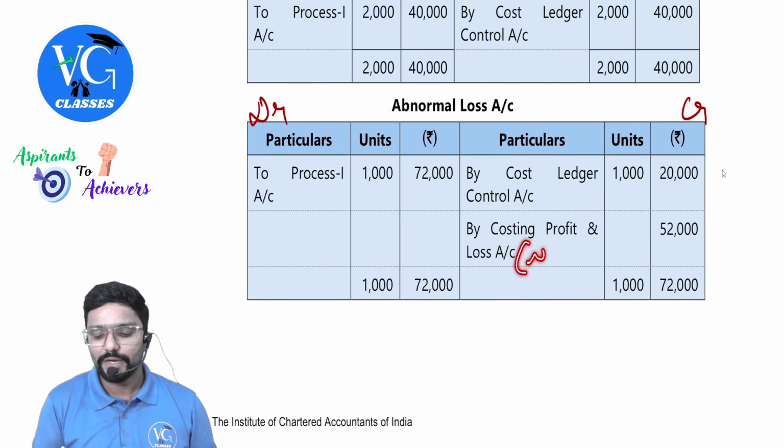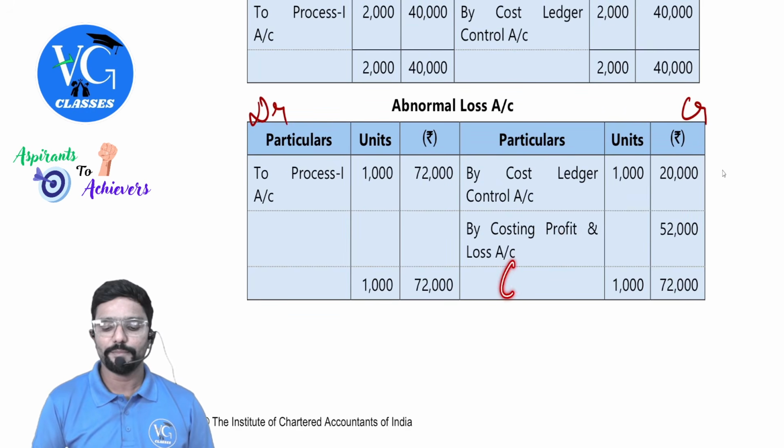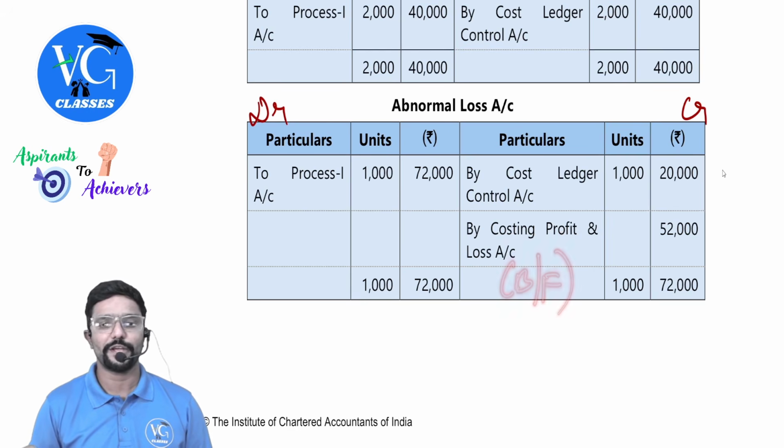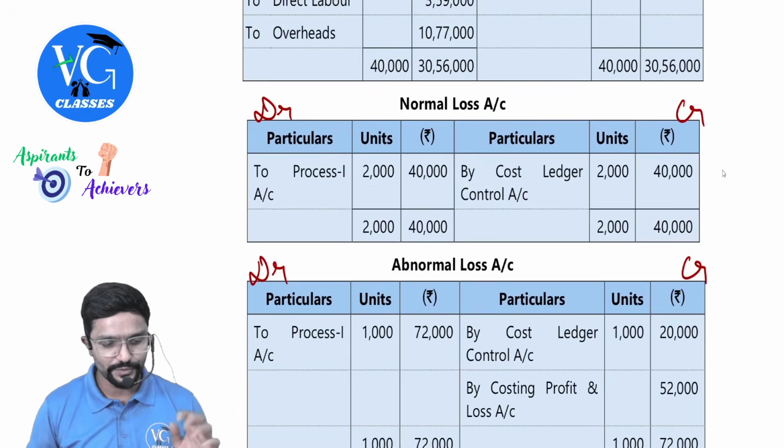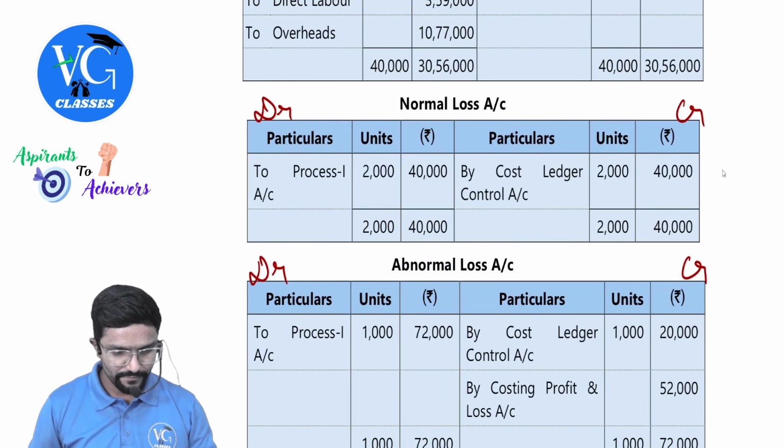Then the net loss, whatever is the net loss, which is a balancing figure, we will transfer it to costing P&L account. This is the balancing figure. Okay, done with the fourth question. Now going to the fifth one.